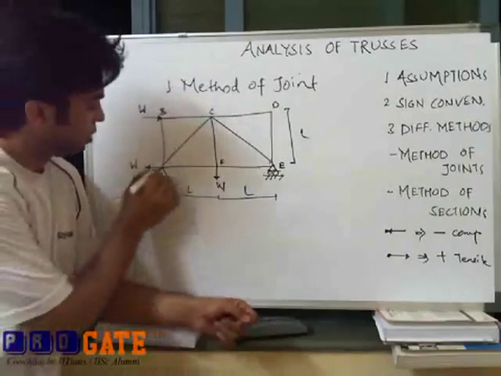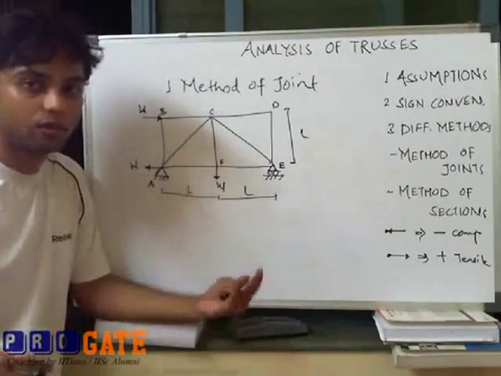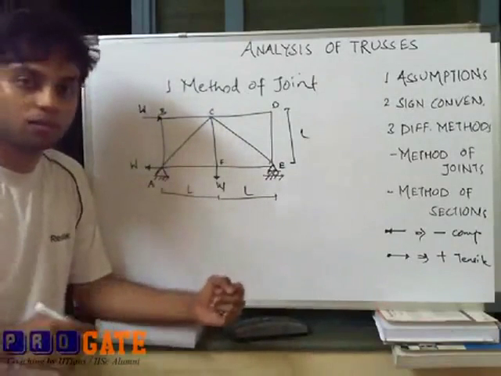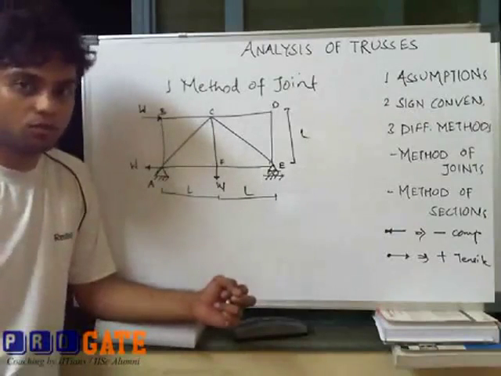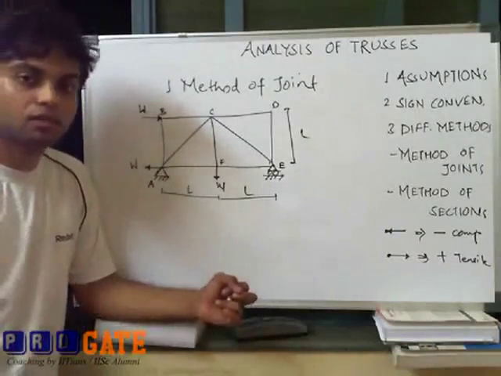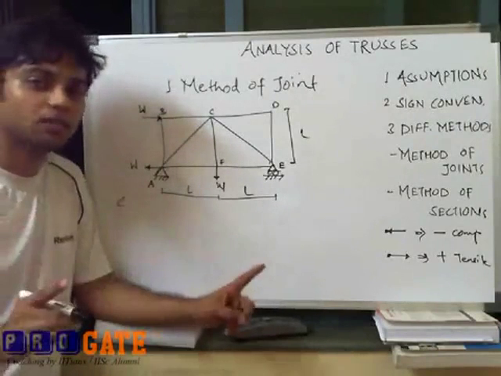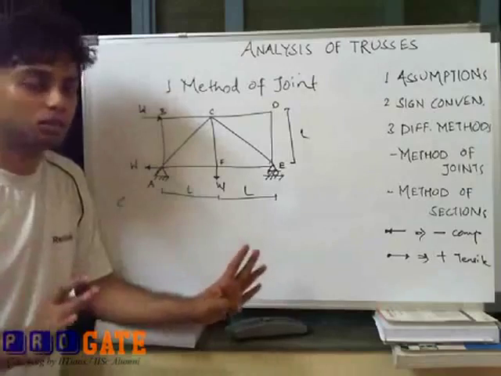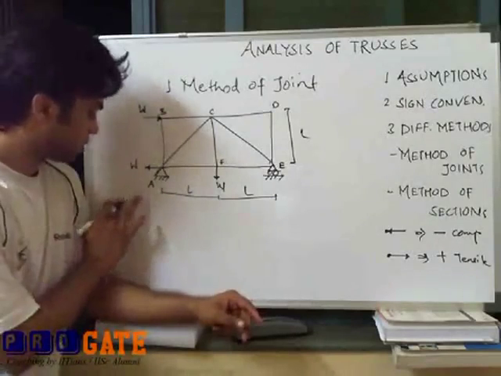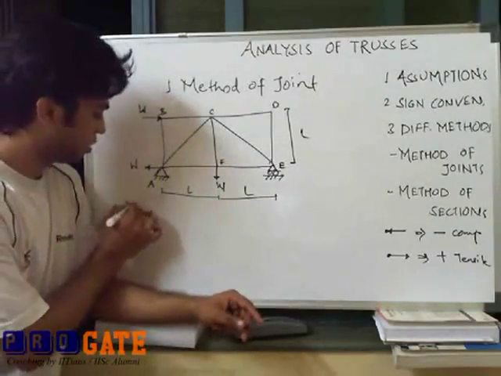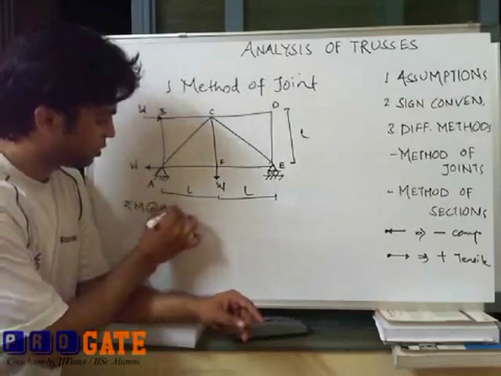Consider joint A first. What we know is that summation of moments at any point in a plane is equal to 0. So we can apply that equation for global equilibrium. When we are talking about reactions, just consider that I am talking for global equilibrium only. So we can have this equation implemented here. Summation of moments at A is equal to 0.